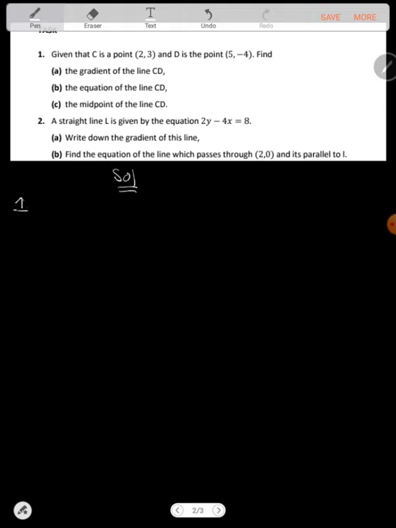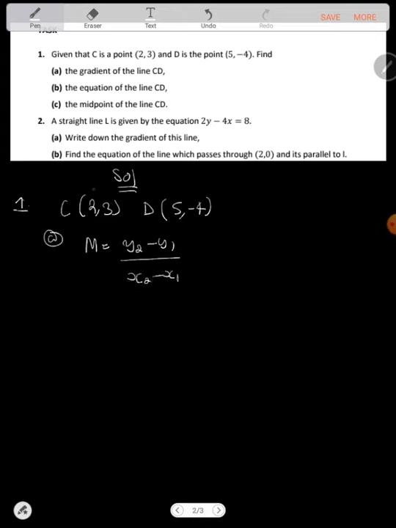So question 1 says, given that C is a point, so C is (2, 3), and D is also a point (5, -4). They're saying A, find the gradient. So gradient m is equal to y2 minus y1 over x2 minus x1. In this case, x1 is here, y1 is there, x2 is here, y2 is there.